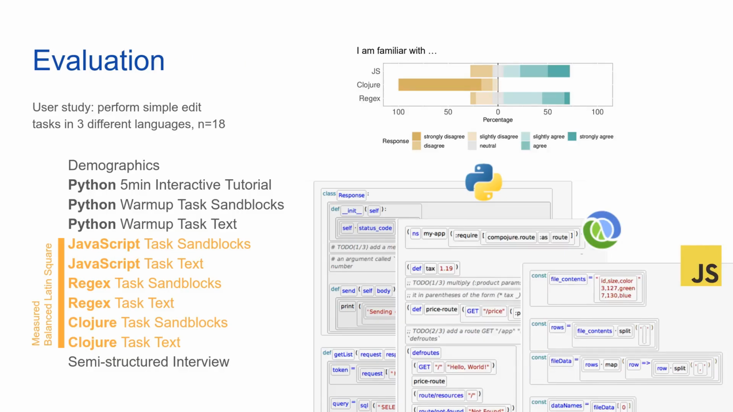For our evaluation, we performed a user study with the goal to perform simple edit tasks in 3 different languages and find out how people perform. And we had 18 participants with varying degrees of programming experience run through the experiment. We started with an introduction in Python, a 5-minute tutorial, and then some warm-up tasks, and then the 3 different languages, each performed once in our editor, Sandblocks, our implementation of the input reconciliation process, and a baseline text editor, and these were balanced using Latin Square.